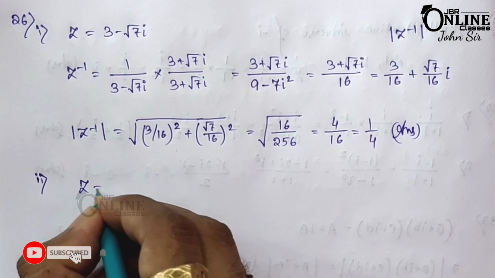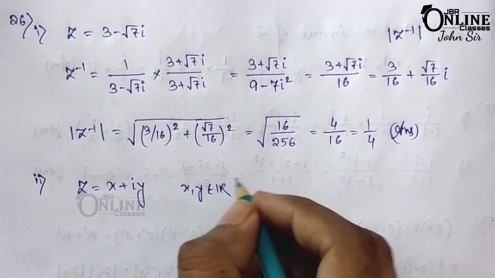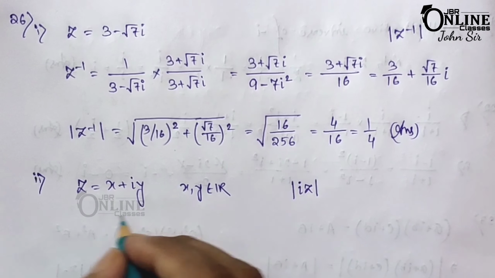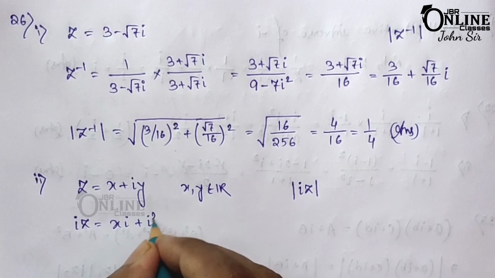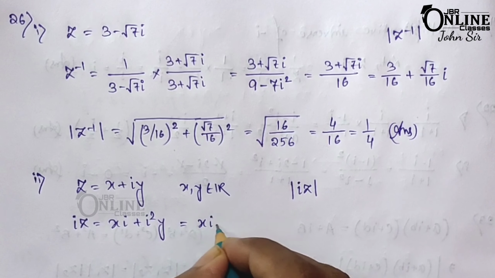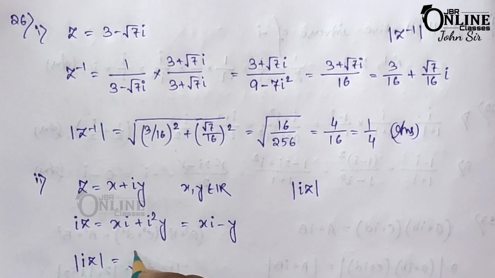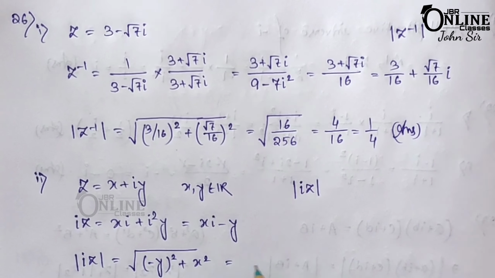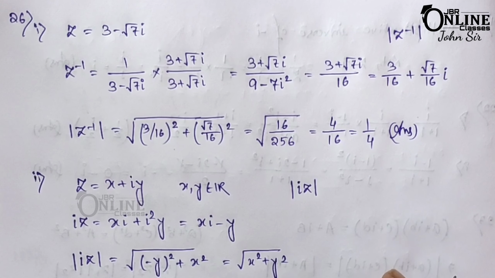In sum number 26, here z equals x plus iy, and x, y belong to real numbers, then find mod iota z. Okay, so that means here iota z equals xi plus iota square y. As you know that iota square means minus 1, so it will be xi minus y. Okay, now mod iota z equals root over (minus y) whole square plus x square. Okay, so it will be root over x square plus y square as your answer.